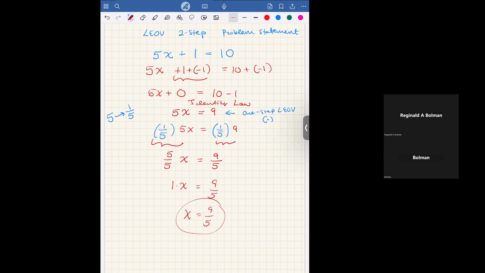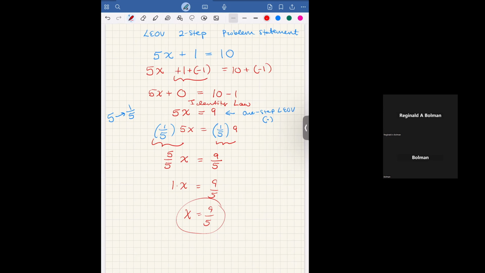Now, in this particular problem statement, we had a specific sequence of values. We had 5 as the coefficient in front of our x. We were adding 1 to the 5x. And then on the right side of our equal sign, we had 10. And often students will just start memorizing how you solve this particular problem statement. And then when they go off on their own problem statement and they're faced with other numbers, then they start second guessing themselves. They start saying, well, am I doing things the right way? What's going on here? How do I solve this problem?